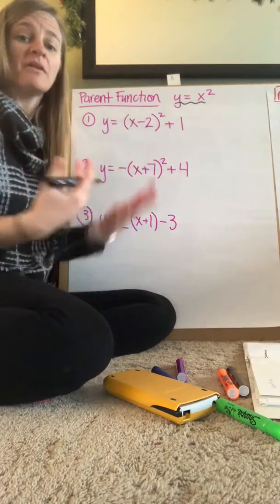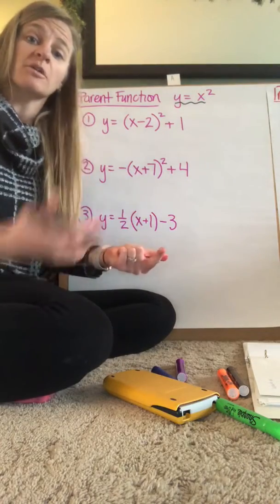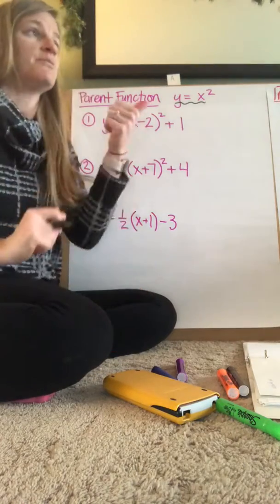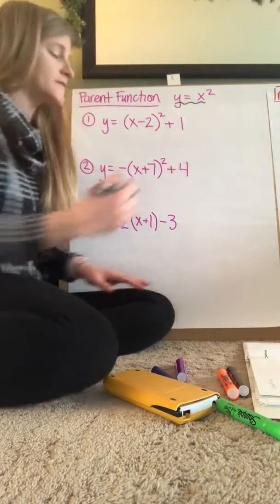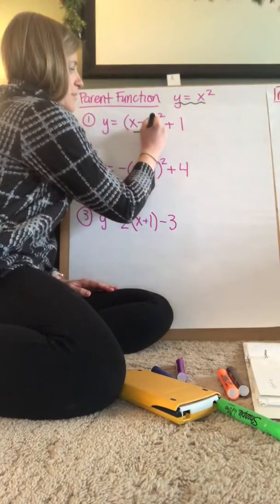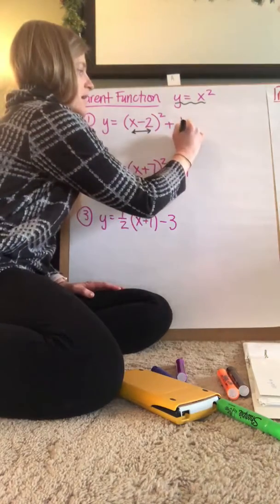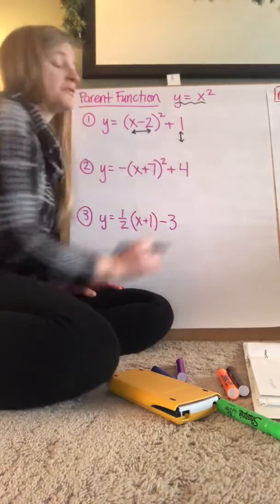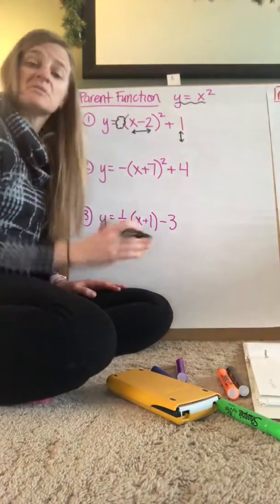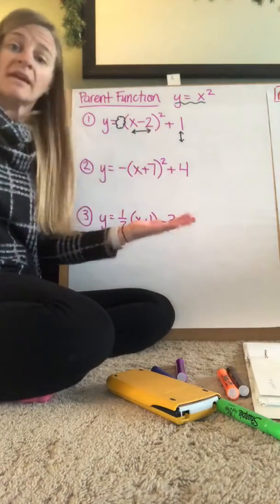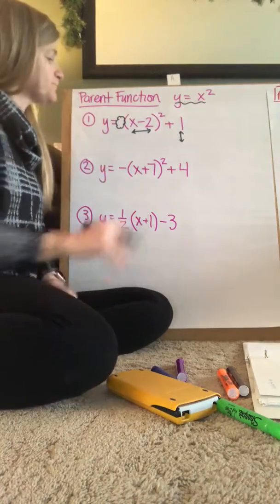So I need to determine, how is it moving? Is it reflecting? Is it stretching or compressing vertically? Is it moving to the left or to the right, or is it moving up or down? Or is it a combination of those things? Remember, inside of my parentheses is responsible for left-right motion, and my constant by itself is responsible for vertical shift. Anything out in front is responsible for dilating, getting wider or narrower, or reflecting over the x-axis.